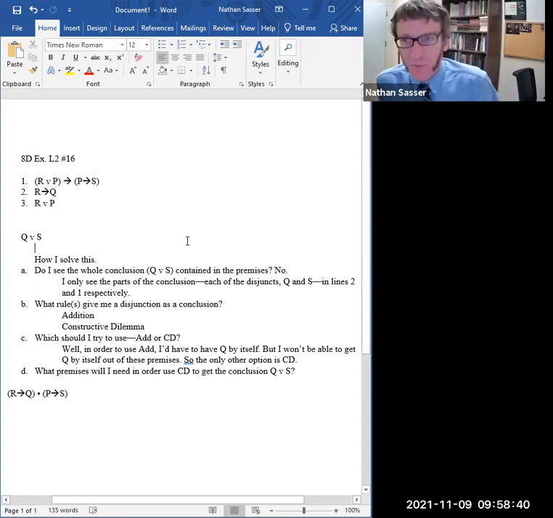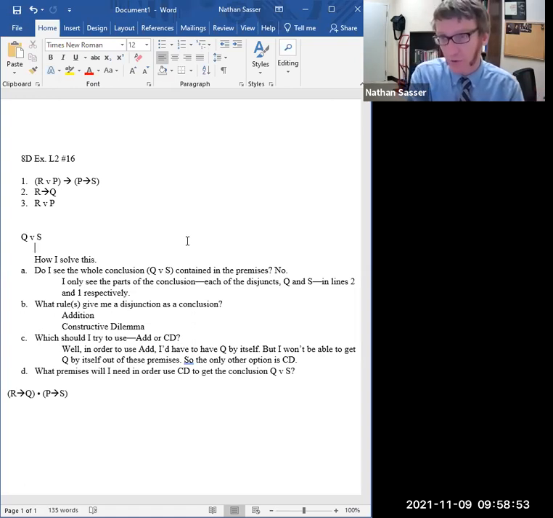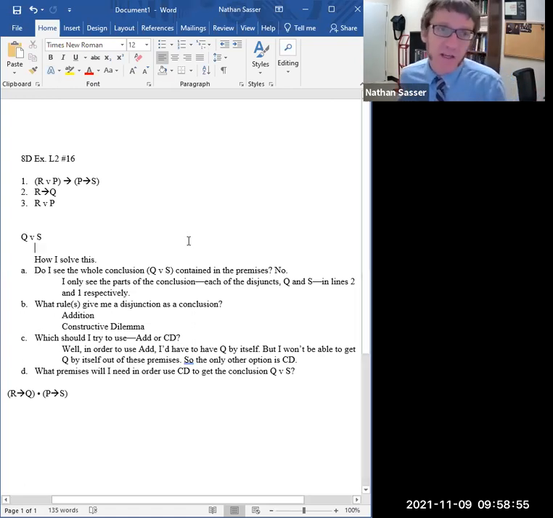Step one, I ask myself my big strategy question: do I see the whole conclusion, Q or S, contained somewhere in the premises? Because if I do, I can think about how to directly jailbreak that conclusion out of the premise. Well, in this case, no, you don't see the whole thing, Q or S. What you see are the different parts of the conclusion in different premises. So you've got Q in premise 2, and you've got S in premise 1.